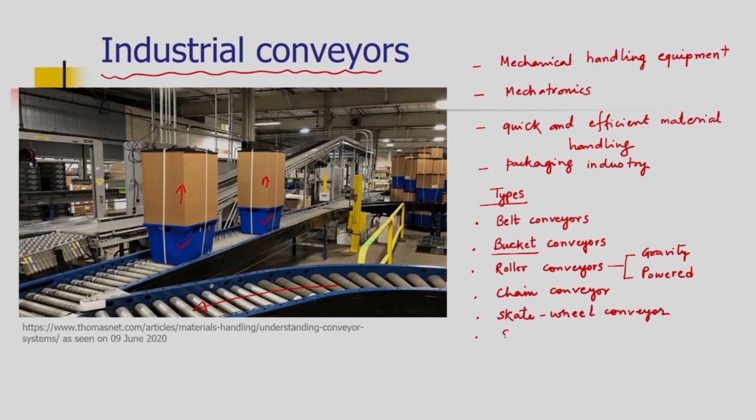then we can have a screw conveyor, spiral conveyor, and vibratory conveyors. Vibrating or vibratory conveyors are used for sorting operation. So, we are conveying and simultaneously we are sorting the commodities.